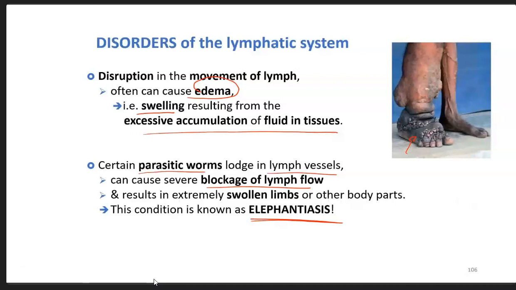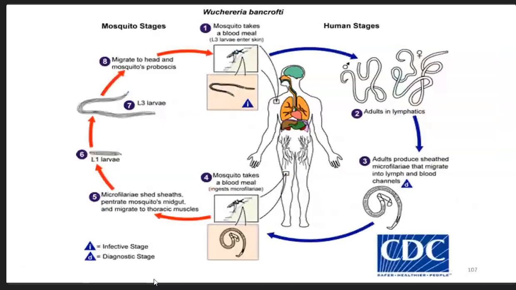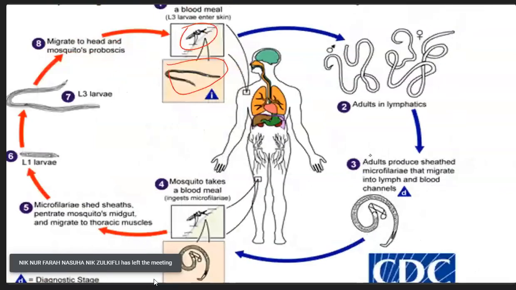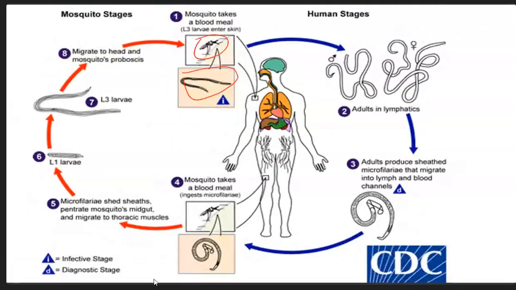This is a diagram showing the infection that causes elephantiasis. It is from a parasite, and the host is a mosquito. A mosquito that carries the parasite bites this person, and the parasite gets into the lymphatic capillaries and lymphatic vessels of this person and blocks the flow of the lymph. So it is from just a mosquito bite that carries the parasite.